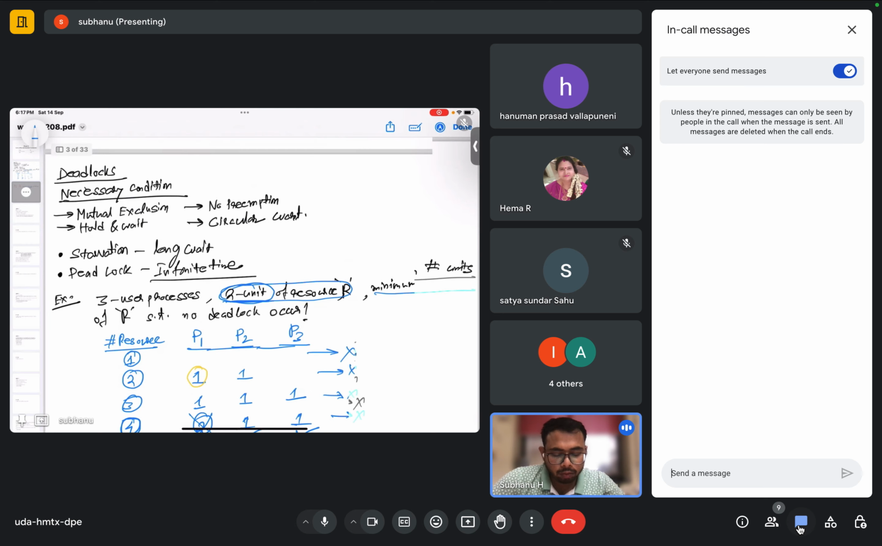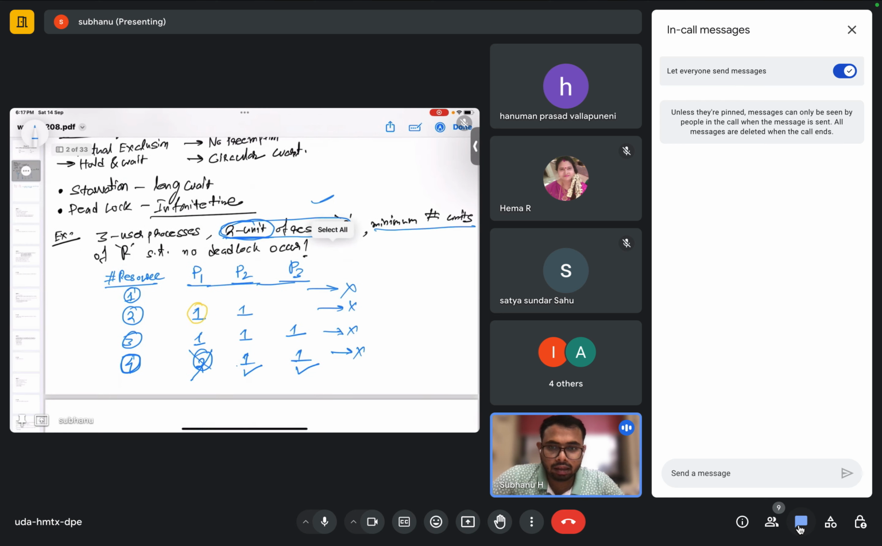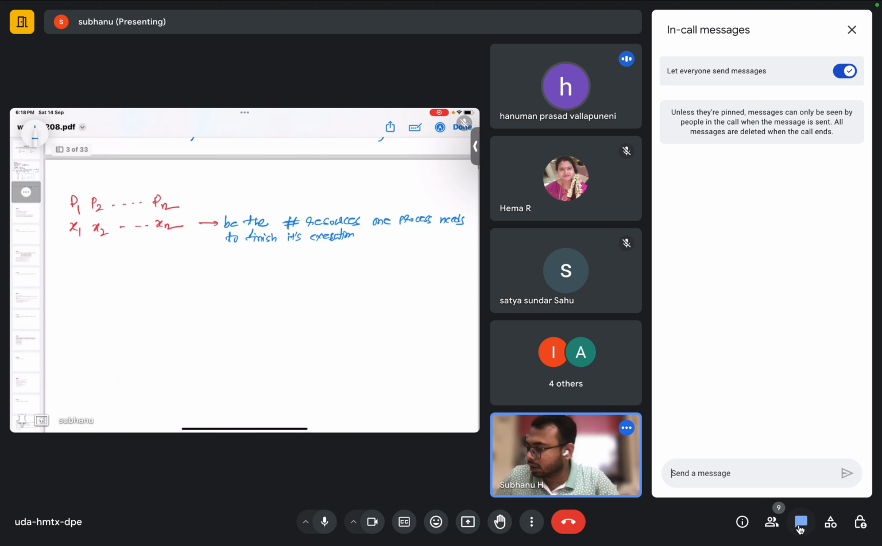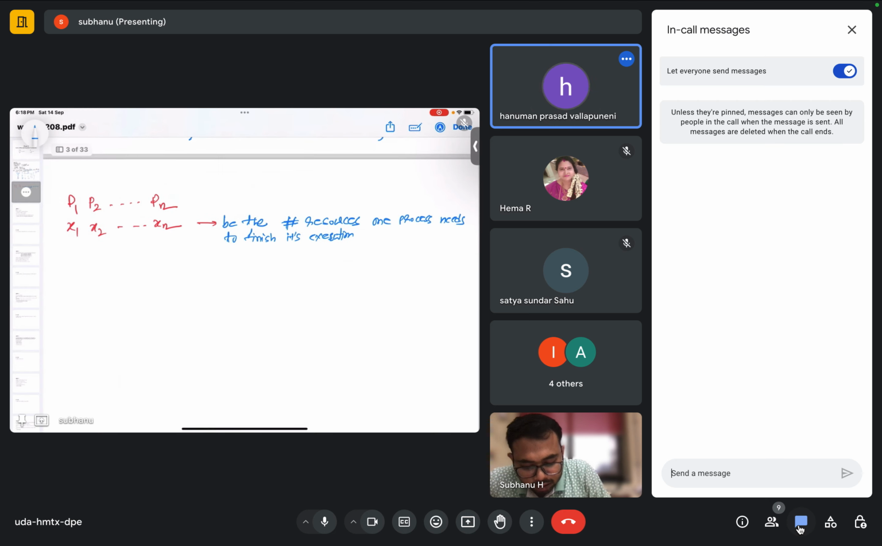Here we have stated that each process needs two resources, but this scenario will not be the same for each and every case, because it is not possible that each process will require two resources only. Multiple processes have multiple requirements. So that's why I have stated here that P1 needs X1 resources, P2 needs X2 resources, and Pn needs Xn resources. So these are variable.